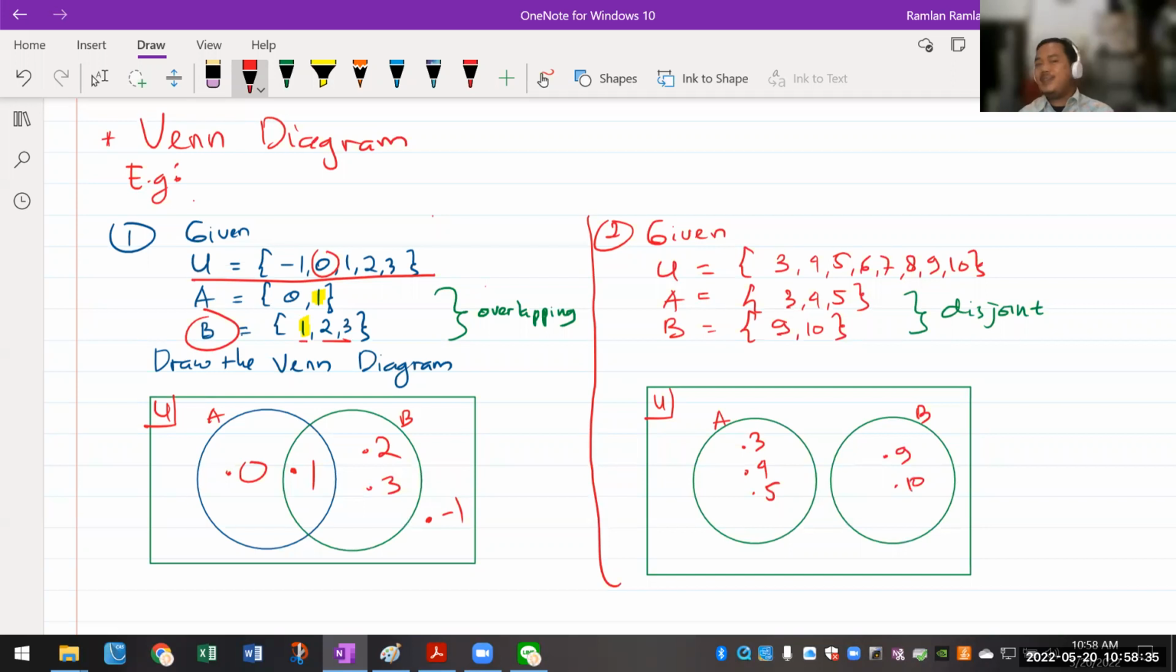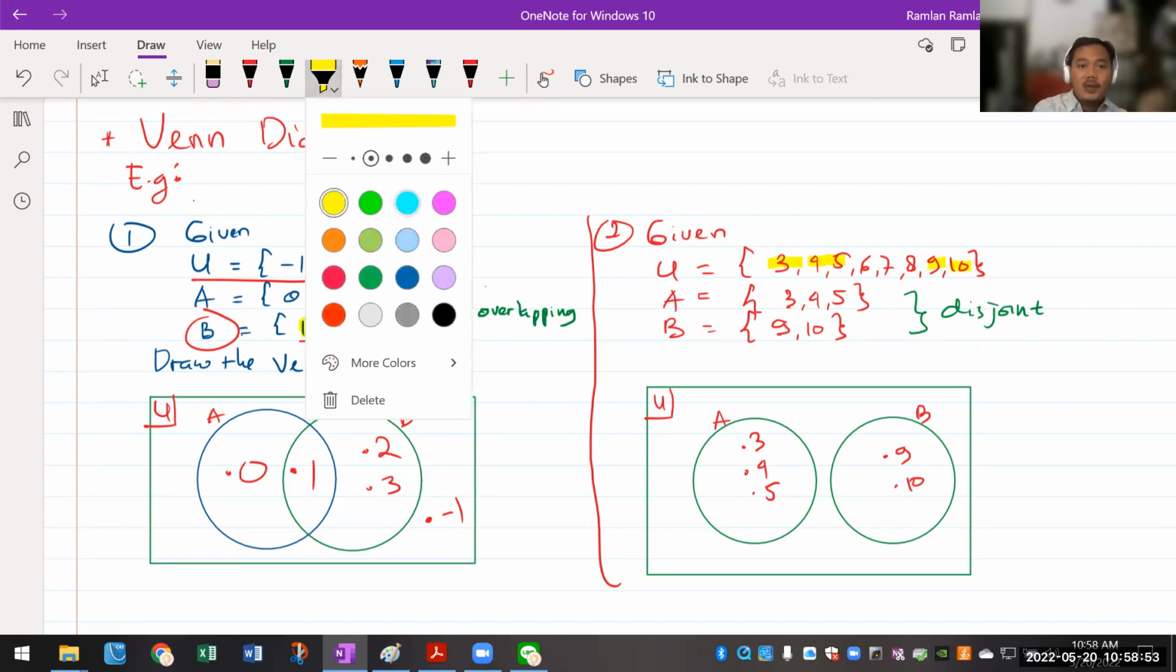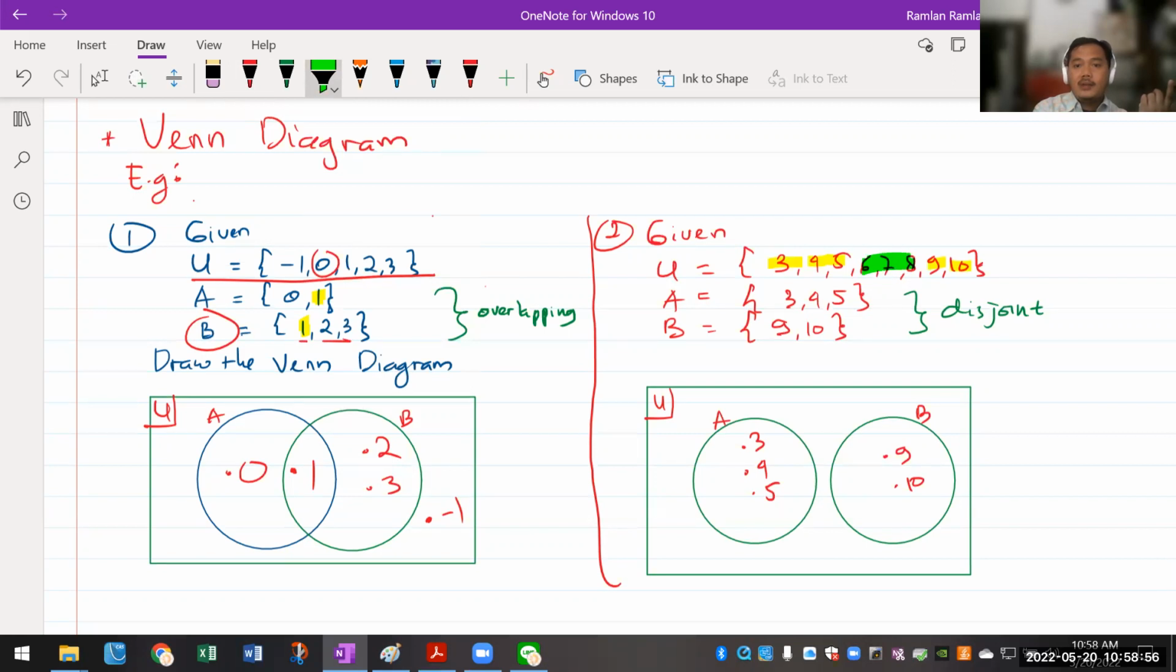Again, we're not done yet, because make sure that all the elements you put inside the rectangle are included in the universal set. So you have written 3, 4, 5, and 9, 10. You haven't written these 3 elements yet. So we're going to write them down, still inside the rectangle but outside the circles. So there'll be 6, 7, and 8. I'm going to put them over here, maybe, and over here, and over here. And there you go. You have the Venn diagram for this question.